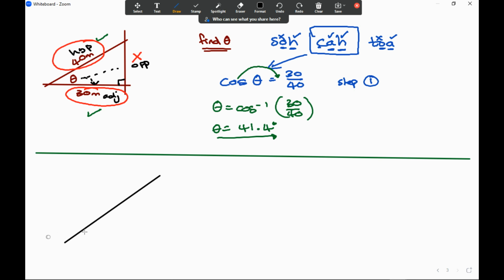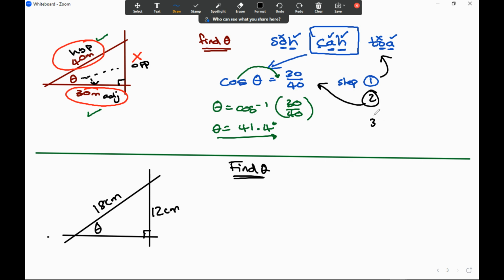I've got a triangle. I'm going to give you two sides and I want you to find the angle. It's a right angle triangle. Find the angle if this side is 12 centimeters and this is 18 centimeters. See if you can find theta. All right. Step one is actually choosing the function. Step two is writing it. And step three, putting it in your calculator and pressing shift. All right, give it a go.